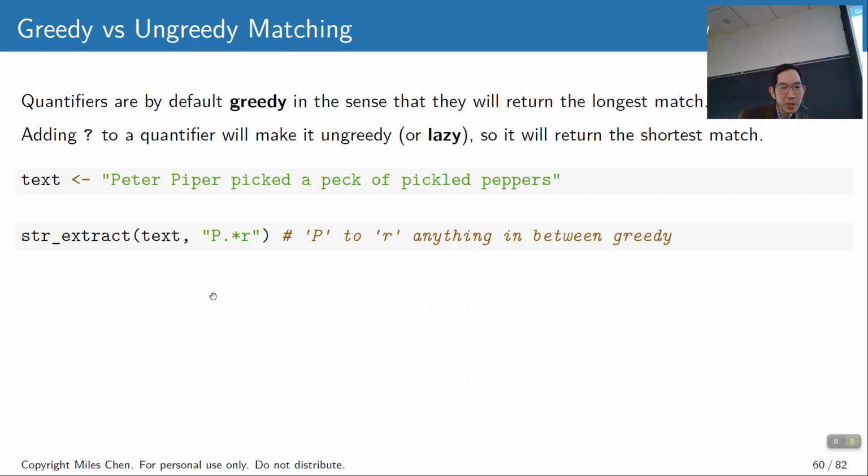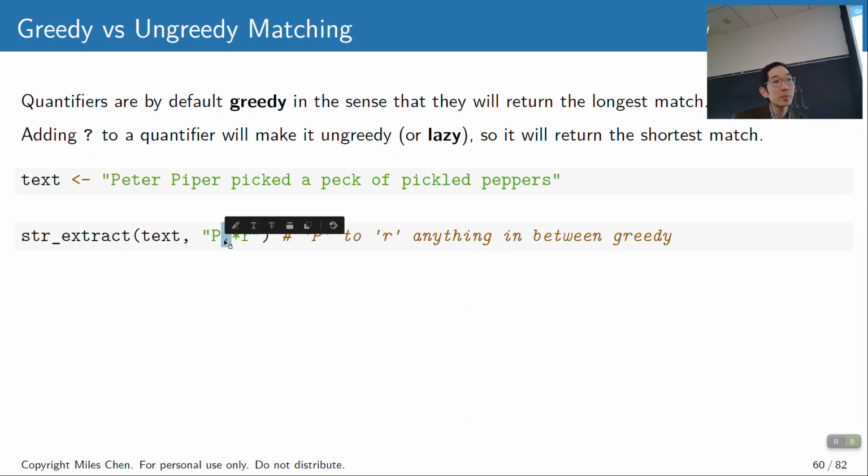We're going to try to match the pattern capital P, wildcard star, which means basically any character, 0 or more of them, followed by an R. What will this match? It is greedy. And here's a question: does the wildcard match spaces?